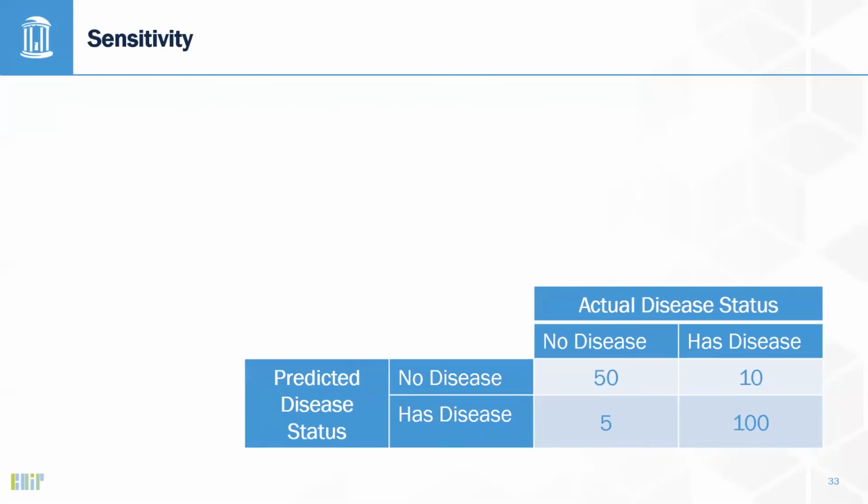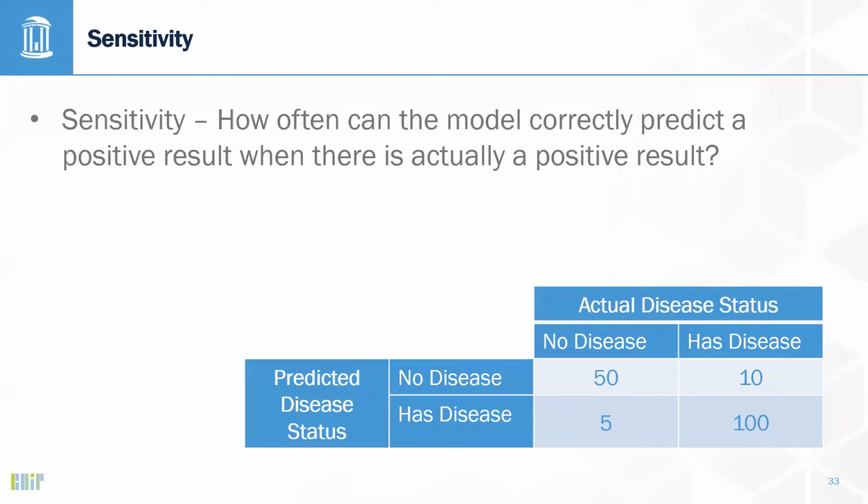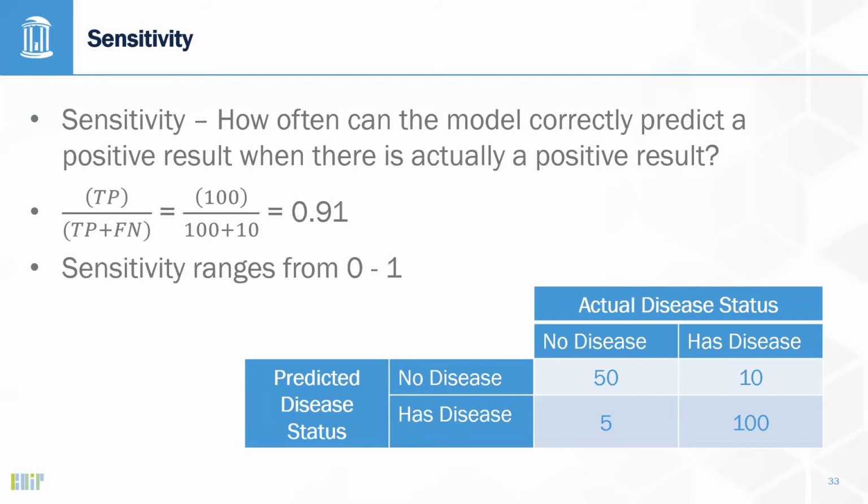Our next measure is sensitivity. Sensitivity tells us how often the model correctly predicts a positive result when there is actually a positive result. Sensitivity can be calculated by taking the number of correct positive predictions, true positive, divided by the sum of the correct positive predictions, true positive, and the incorrect predictions, which are actually positive, false negatives. In our example, the sensitivity is 0.91. Sensitivity ranges from 0 to 1. The closer it is to 1, the better the model is.